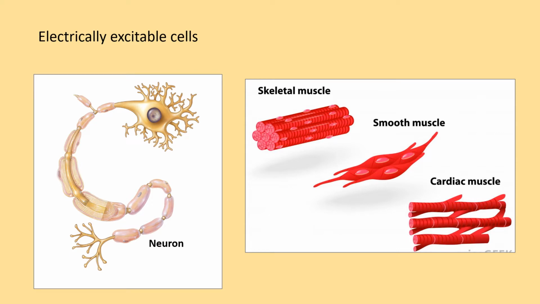In this image, we see the various types of electrically excitable cells in the body: neurons, and then the 3 types of muscle cells, skeletal muscle, smooth muscle, and cardiac muscle. In this lecture, we're going to focus on skeletal muscle.